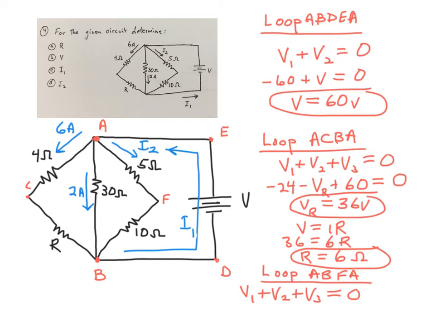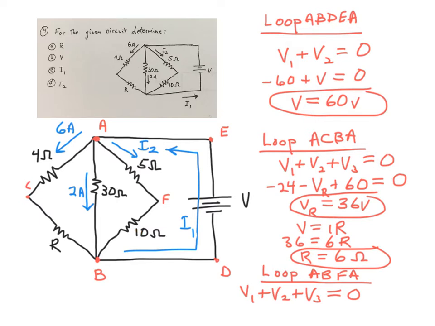Once again, there are like 4 other loops. I'm going to pick loop ABFA. And there are shortcuts. One of the shortcuts in this particular loop, ABFA, is that since this is one series combination here, I could have put the 5 and the 10 together to make 15 ohms. I didn't do that, but I could have.